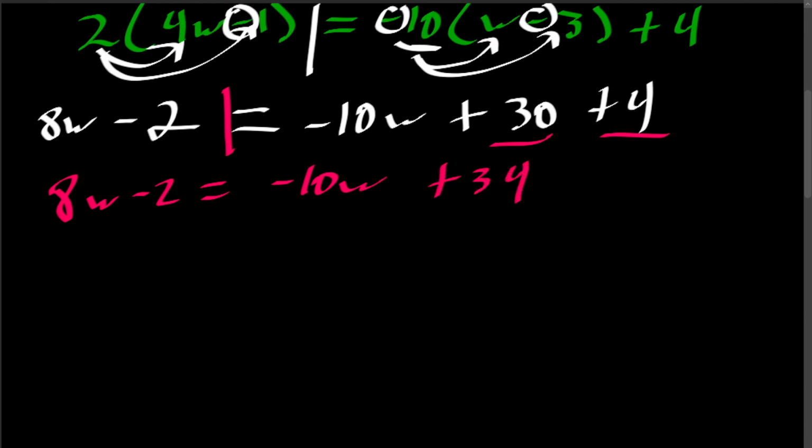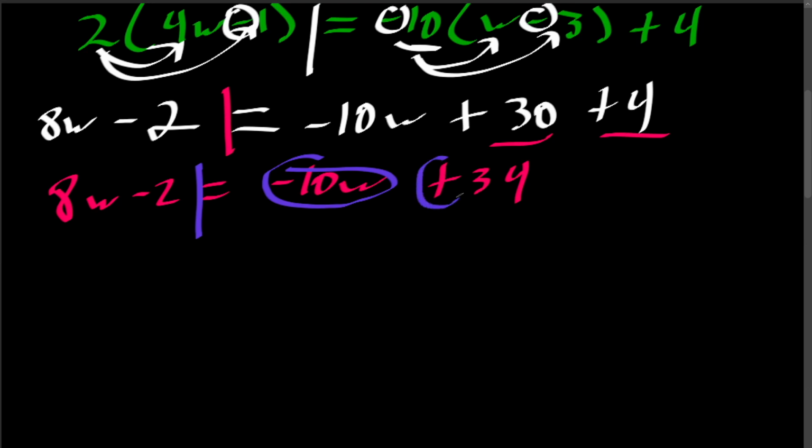All right, so now let's get our variable on one side if it's on both sides of the equation. So is my variable w on both sides of the equation? Yeah, it is. So we want to move our variable to one side. Now remember, you're not just going to move the variable. You're going to move the coefficient and the variable. So I'm going to move negative 10w, that whole thing.